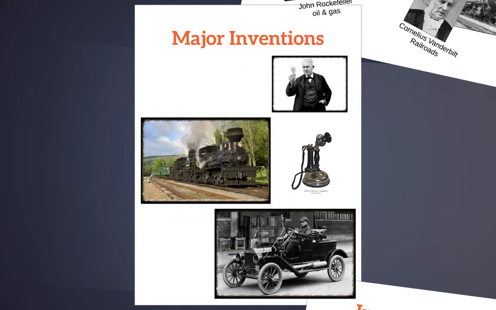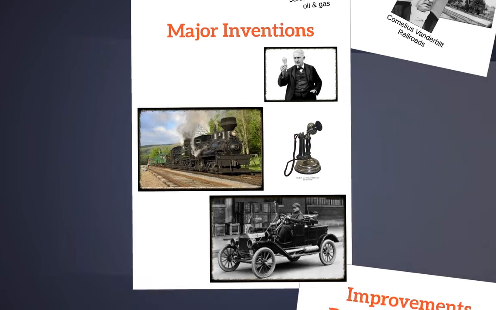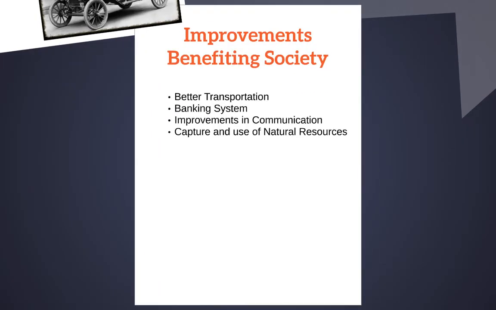We're also going to talk about some major inventions. The invention of the light bulb. We'll talk about the expansion of railroads. We'll talk about telephones and how that changes society. And then, of course, the automobile, which defines American society in the coming generations. On top of that, we'll talk about improvements that benefited society as a whole. We had better transportation system, a more complex banking system, improvements in the way that we communicated with one another, and then of course the capture and use of natural resources. And we'll focus on coal and oil because those were huge natural resources that were used during the Industrial Revolution.